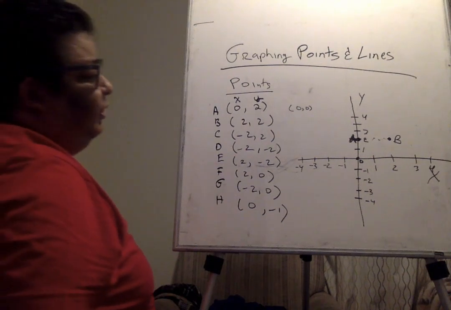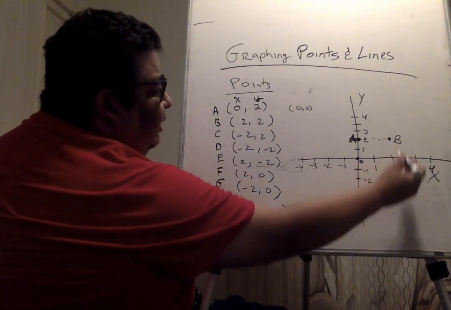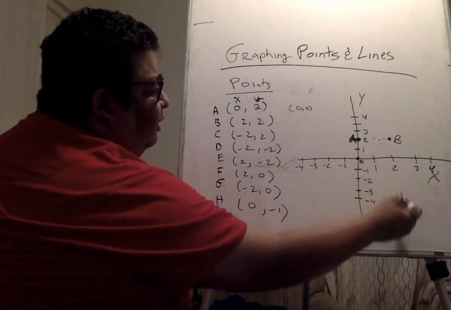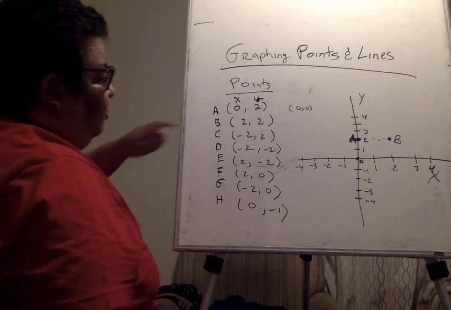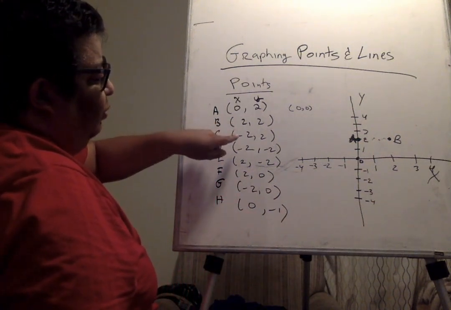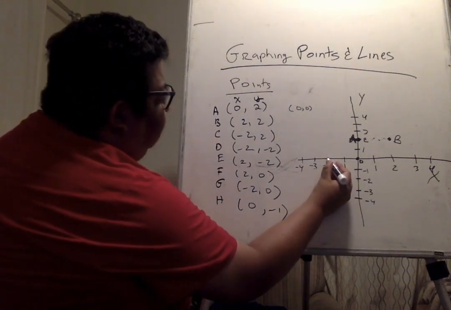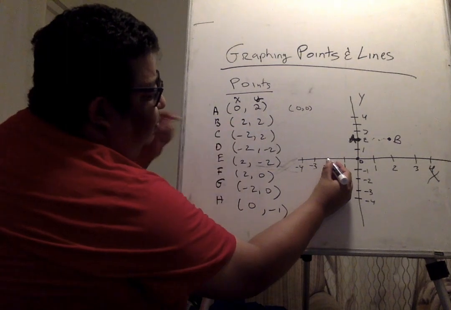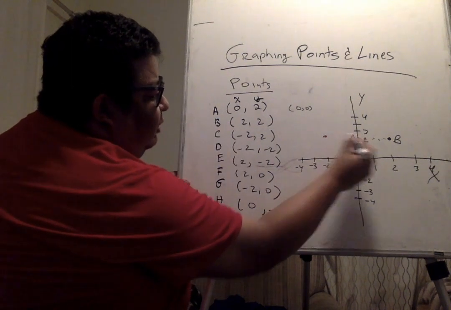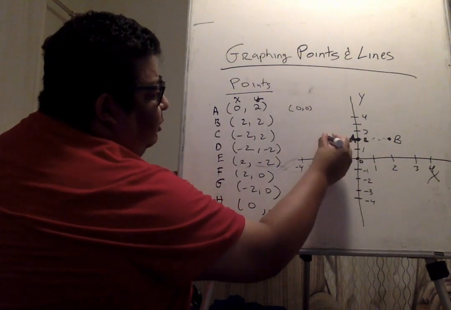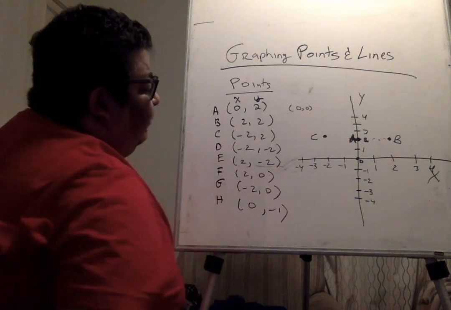So you see how we're doing? We first grab an X, and then we go up or down on the Y. So the next one will be -2. So we go horizontally to -2, and we go up 2 because it's positive. So up 2 is here. See, here is 2. So here will be C.